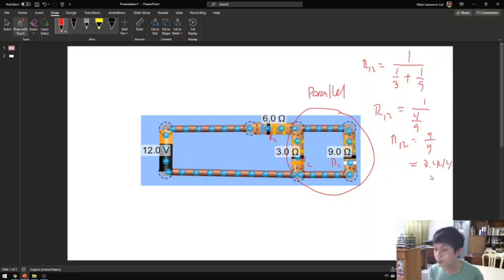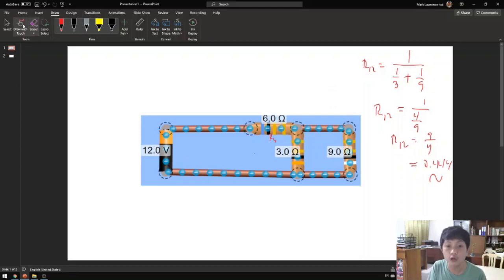0.444 ohms. So that's in ohms. So we now know that the combination of these three resistors is 0.44. Okay, so this is 0.44 ohms.